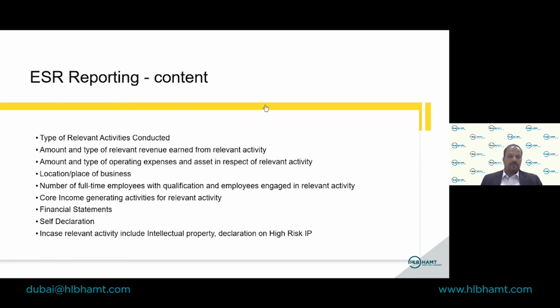Location or place of business. Number of full-time employees with qualification, and employees engaged in the relevant activity. Core income generating activity for every relevant activity as per the law, because the law has already defined what the core income generating activity, that means CIGA, is under each heading.